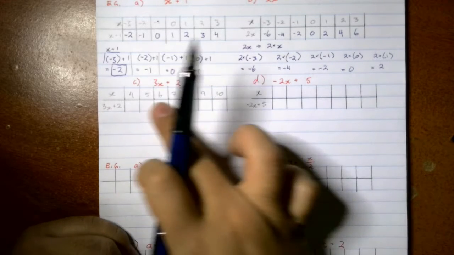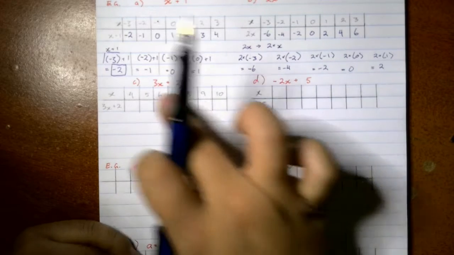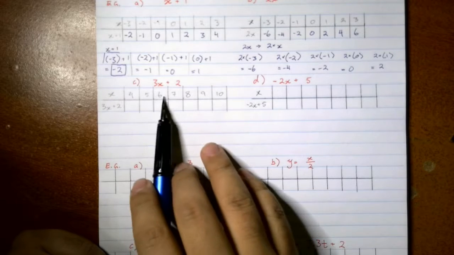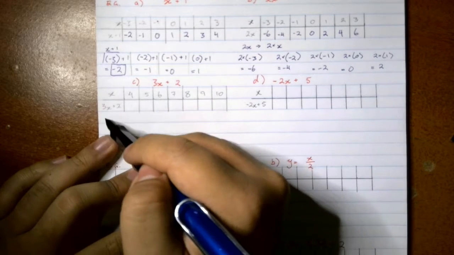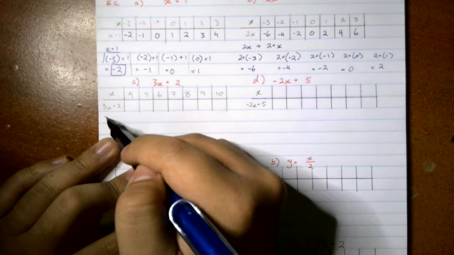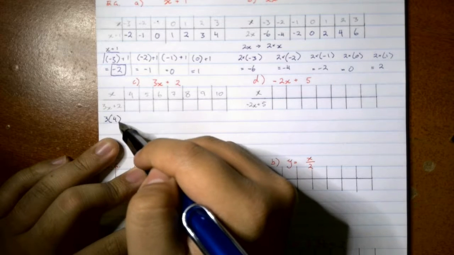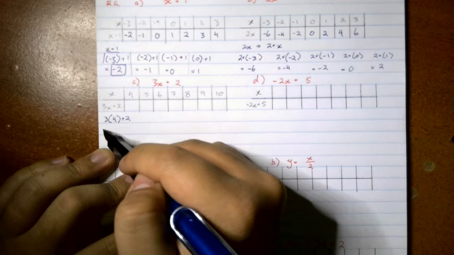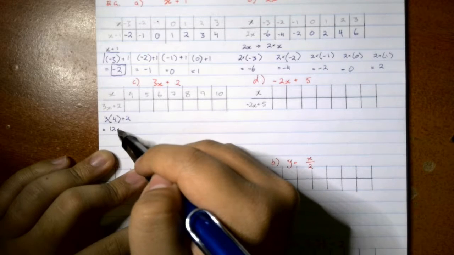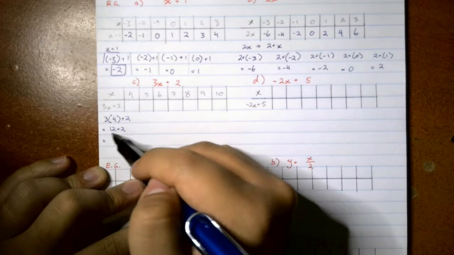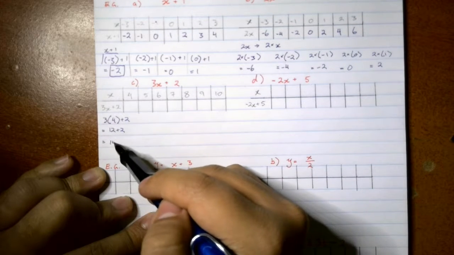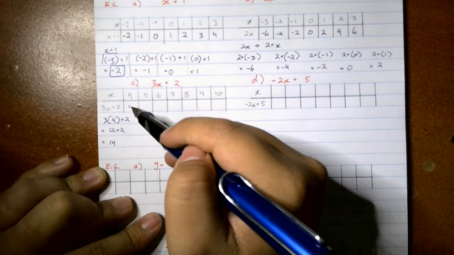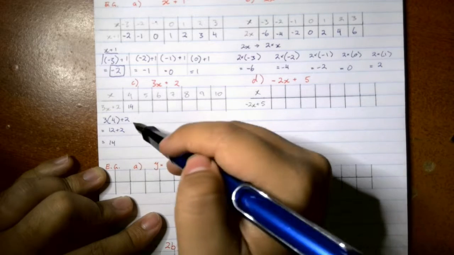Let's see if there's a pattern that emerges if we substitute these values into the expression 3x plus 2. So let's start with 4. 3 times 4 plus 2. 3 times 4 is 12 plus 2, which gives me 14. So that there is 14.